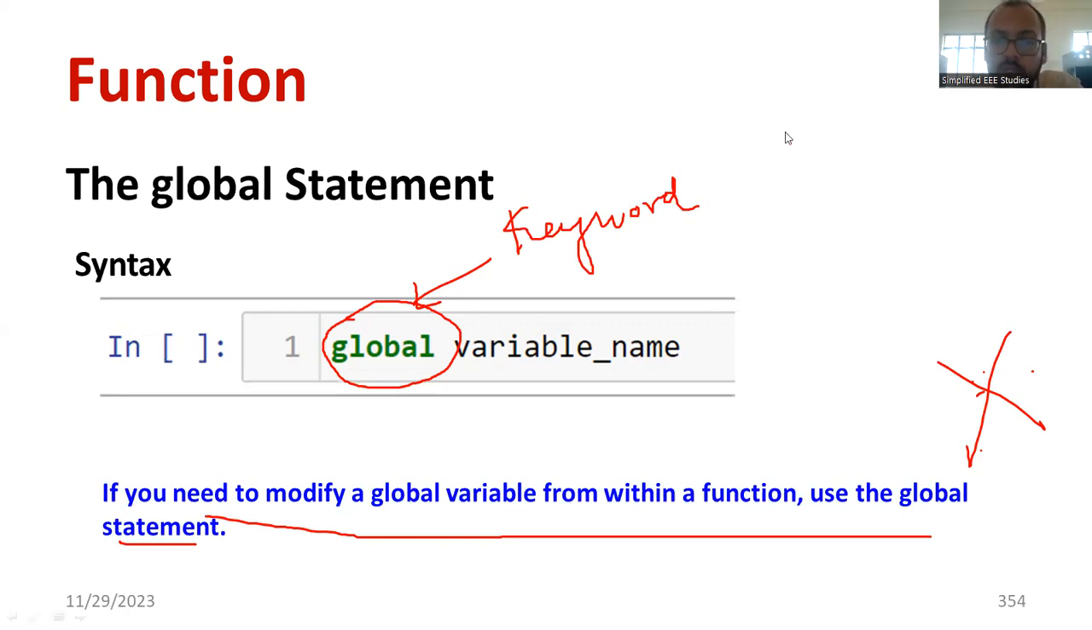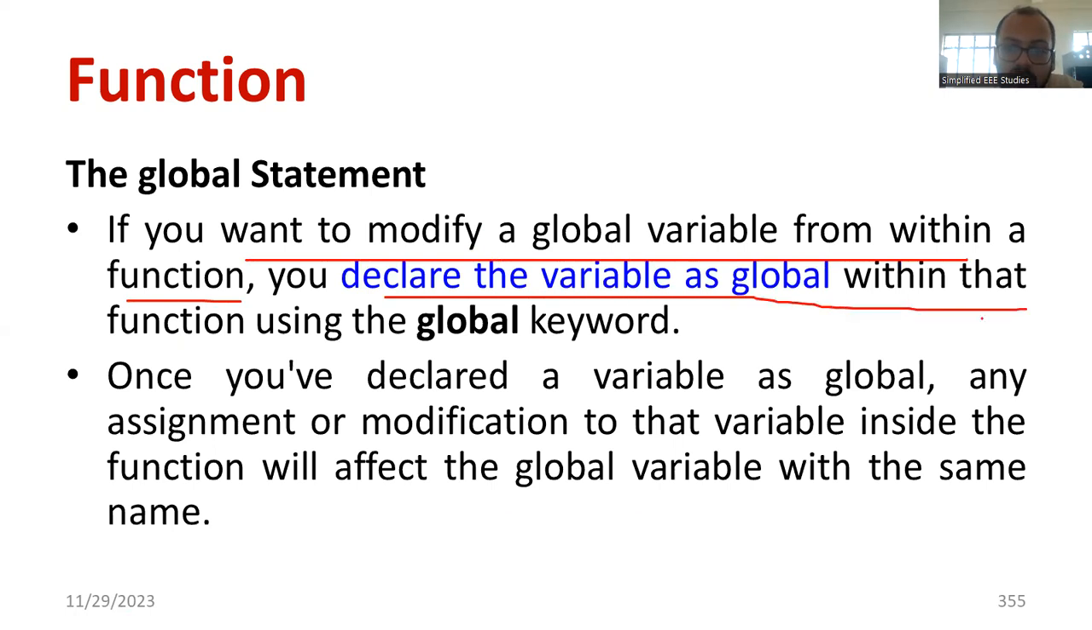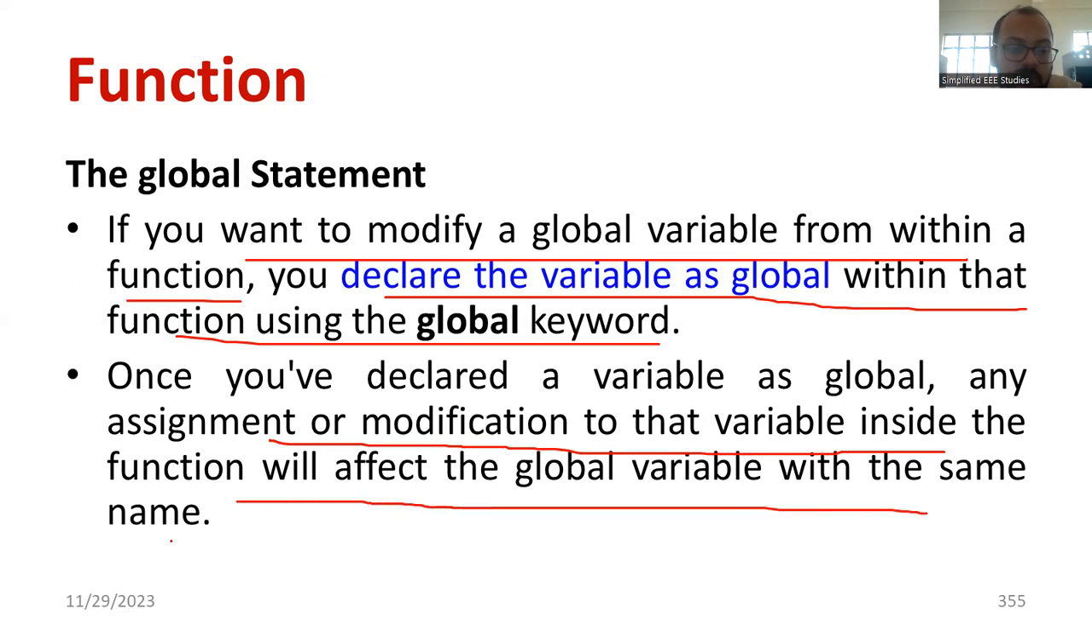So let me continue further. If you want to modify a global variable within the function, you declare the variable as global within the function using the global keyword. Very important, the global keyword. How to make a global statement? You need to use the keyword called global. Once you have declared a variable as global, any assignment or modification to that variable inside the function will affect the global variable with the same name.